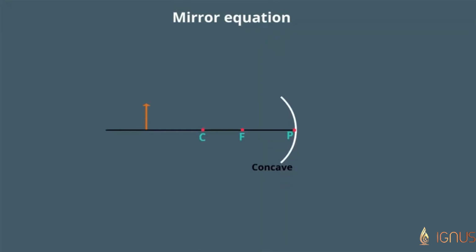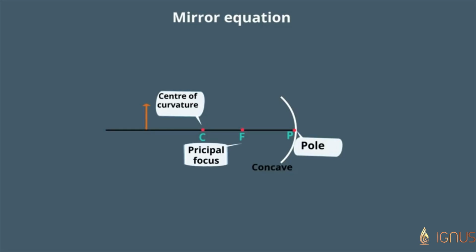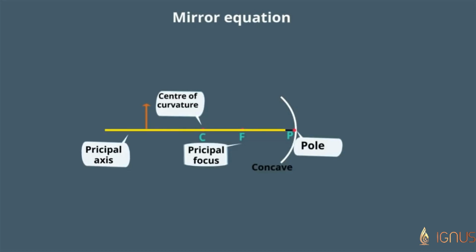You are already familiar with all the symbols. P is the pole, C is the center of curvature. It is the center of the sphere of which the reflecting surface is a part. The midpoint of C and P is the principal focus. And finally, the line which joins all of them is the principal axis.